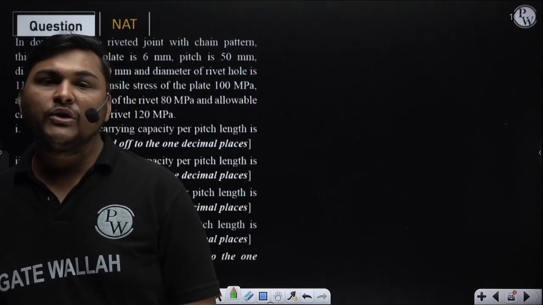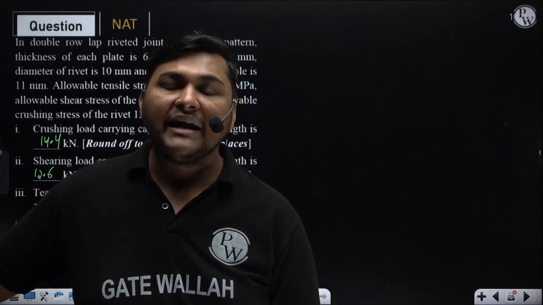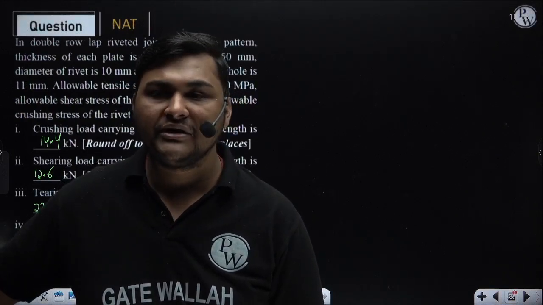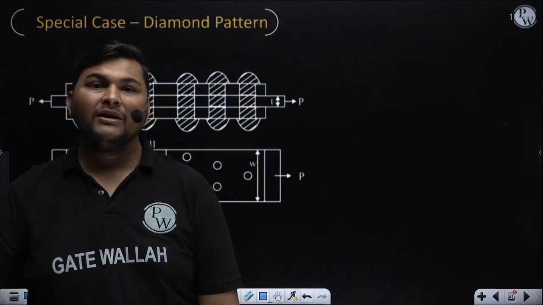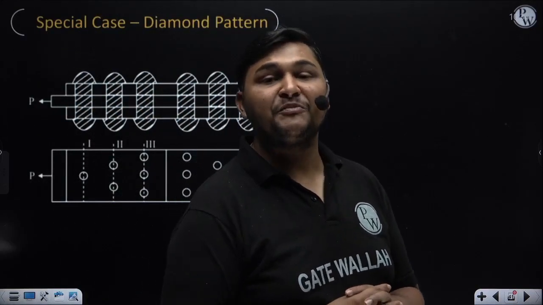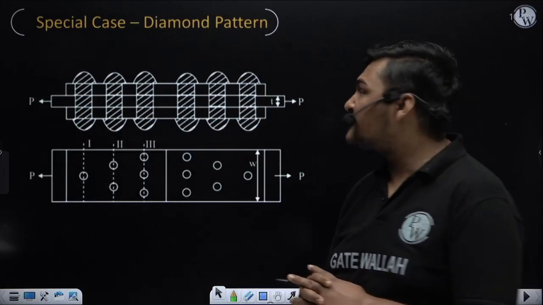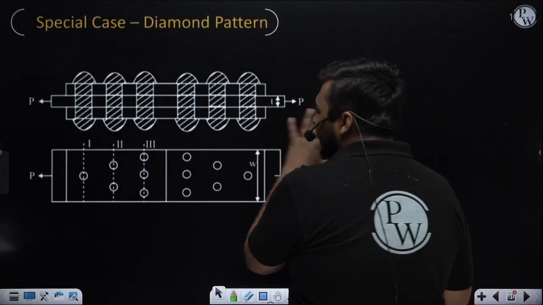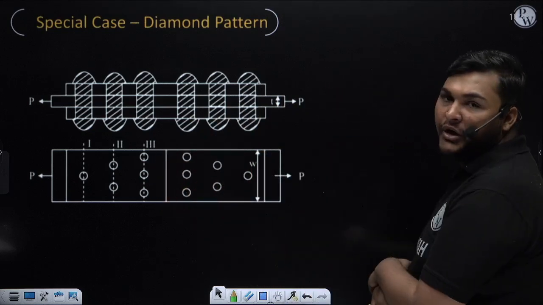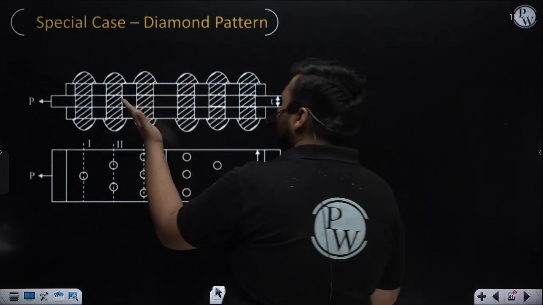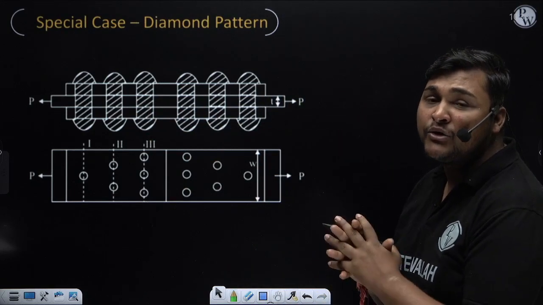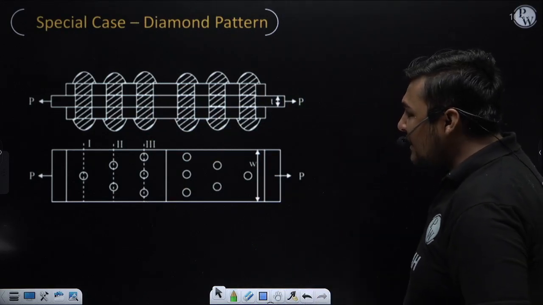Now, in riveted joint, we will discuss one special case, that is diamond pattern of riveted joint. Okay. So student, now we will discuss one special case in riveted joint, and that special case is diamond pattern. Now, what is diamond pattern? For that, I have taken the example of butt riveted joint, double strip plate butt riveted joint. But in the actual question, it can be single strip or double strip. Here, the important point is we have to discuss diamond pattern.